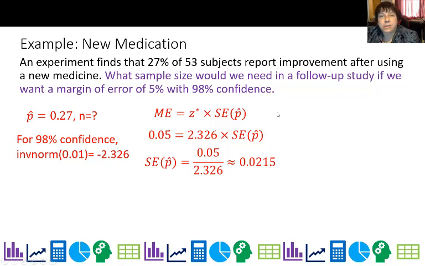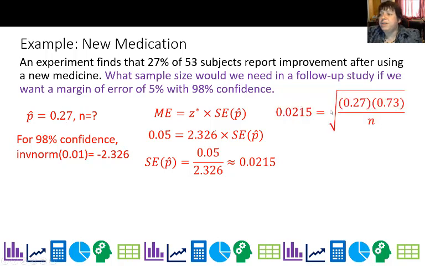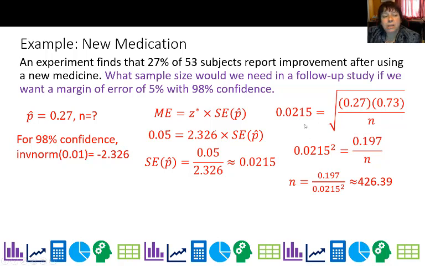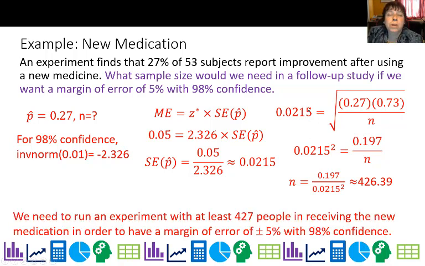Now I'm going to use the standard error formula, substituting this 0.0215, that 0.27, and 1 minus that, which is here. 0.0215 goes from here into the standard error, which is supposed to be the square root of p times q divided by n. There's my p, there's my q. And I'm going to square both sides, cross multiply and solve for n. So we need to run an experiment with at least 427 people receiving the new medication in order to have a margin of error plus or minus 5% with a 98% confidence level.